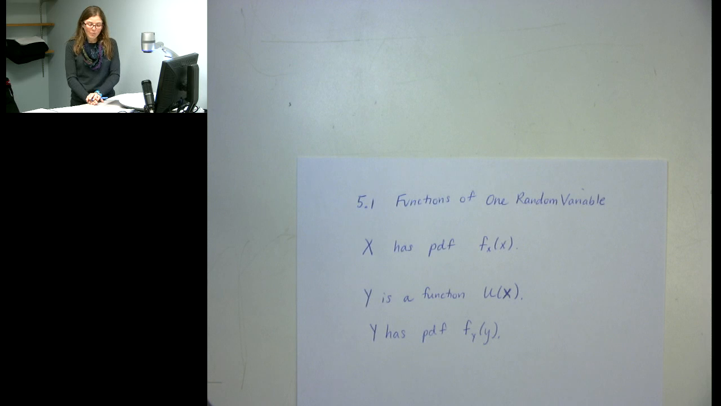Now, section 5.1 teaches us two different techniques that can be used to find the distribution of y when y is a function of a random variable x. The techniques that we're going to see are the distribution function technique and the change of variable technique. This video is going to cover just the distribution function technique.